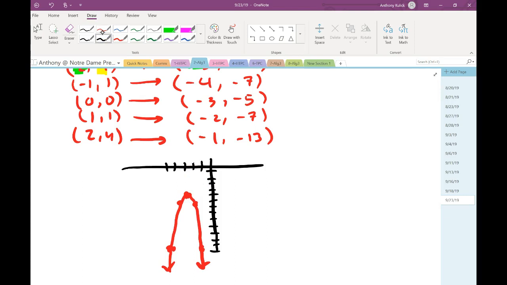Everybody okay with that idea? So this should look very familiar, right? This is exactly what we've been doing the previous 2 chapters.